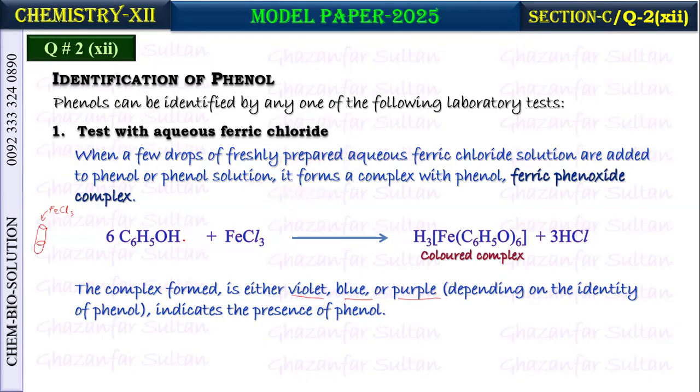So actually what happens when it reacts with ferric chloride? Iron is a transition metal, so it can form complexes with organic ligands. So phenol or the phenoxide ion acts as a ligand. So it forms an octahedral complex, and this complex has a particular color, and that color is specific for different types of phenols.